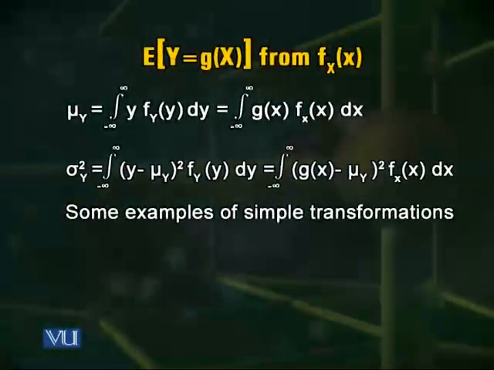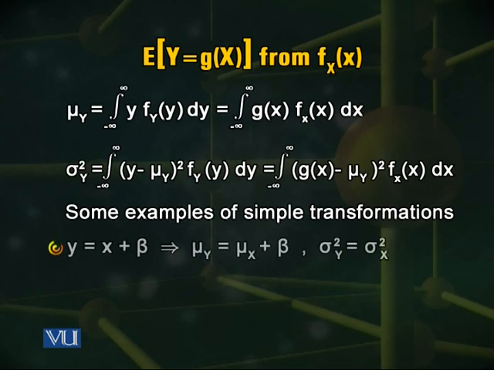Here are a few examples of simple transformations and how they give us the value of different moments of derived random variable in terms of moments of underlying random variable. The first example is where y, the derived random variable, takes on a value which is the value of underlying random variable plus a constant beta. So y is x plus beta. In that case, the expected value of y, the derived random variable, is expected value of underlying random variable x, mu x, plus that beta.